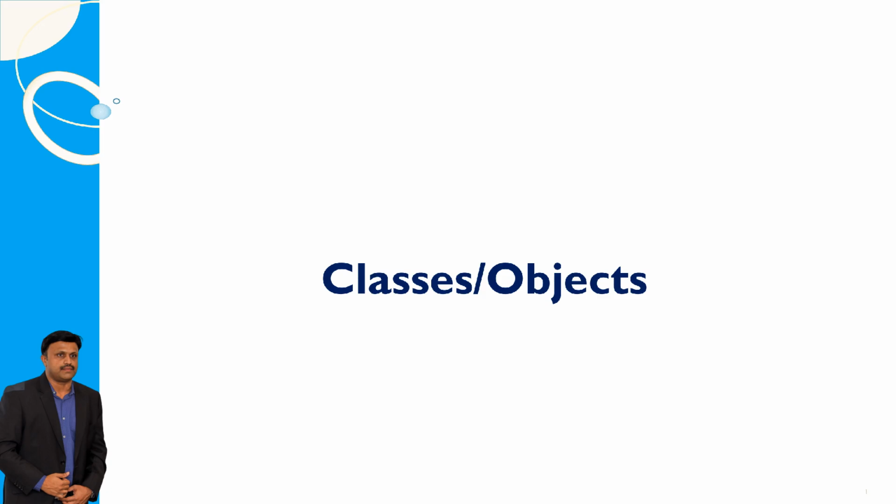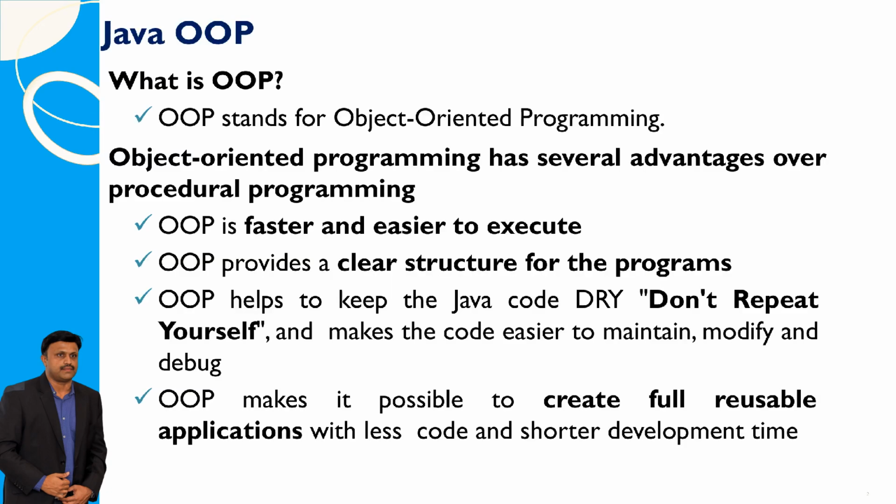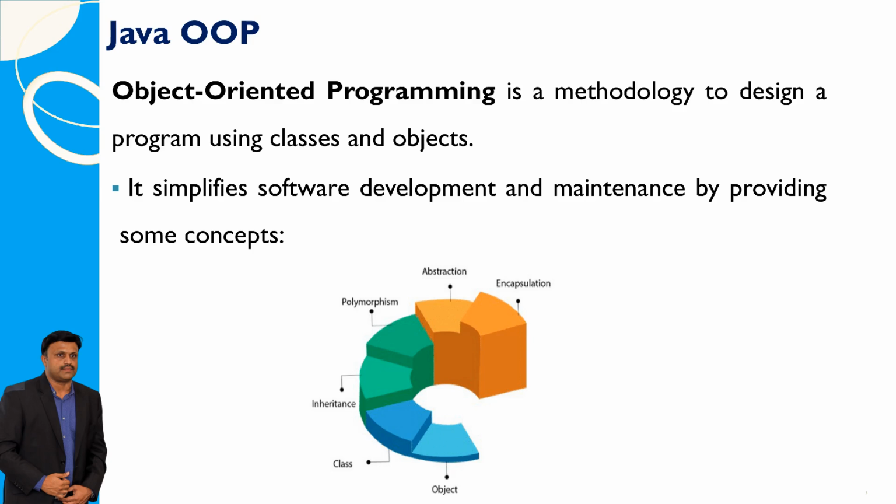Java classes and objects. Object-oriented programming offers several advantages over procedural programming by providing a clear structure for programs and promoting code reuse, which leads to faster execution, easier maintenance, and shorter development times. It adheres to the DRY principle, don't repeat yourself, making the code more efficient and manageable.